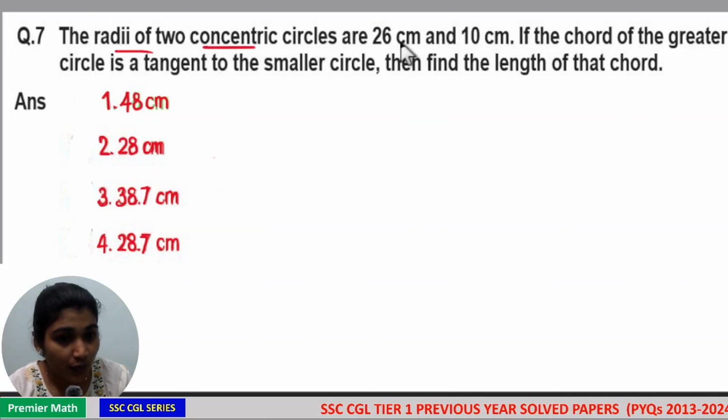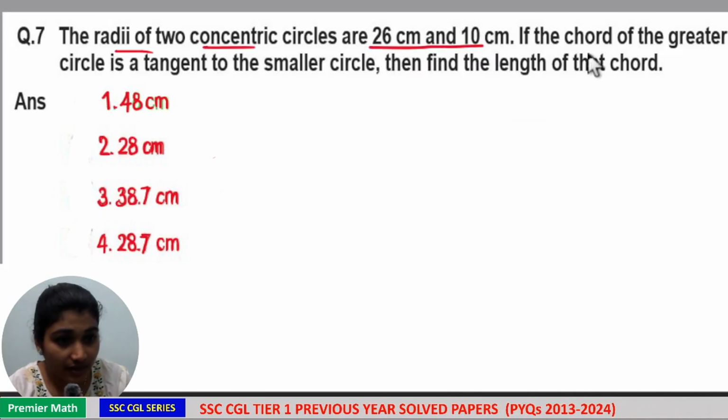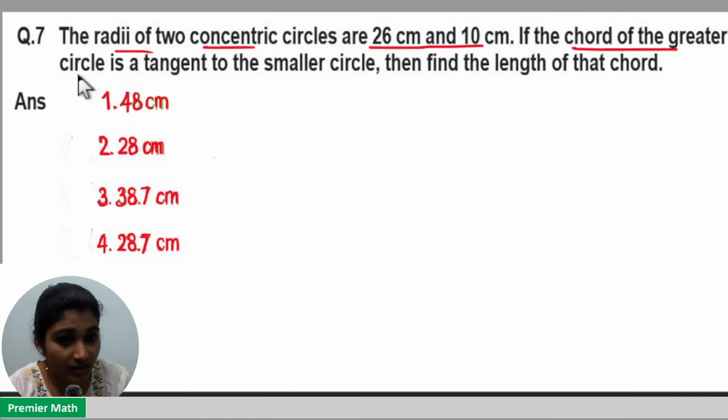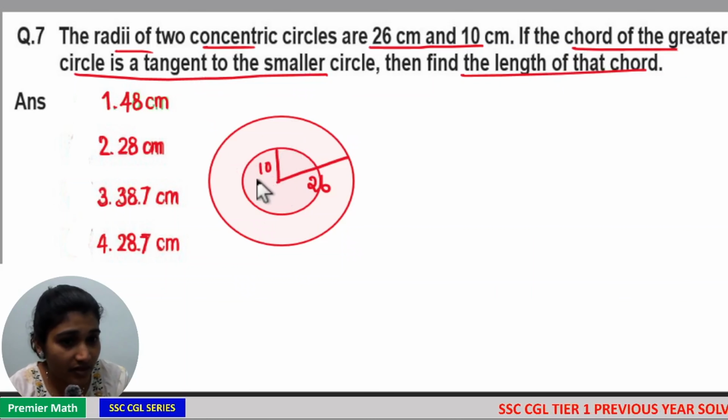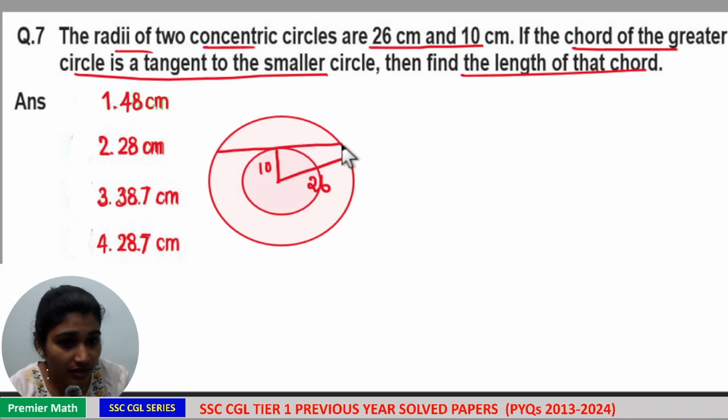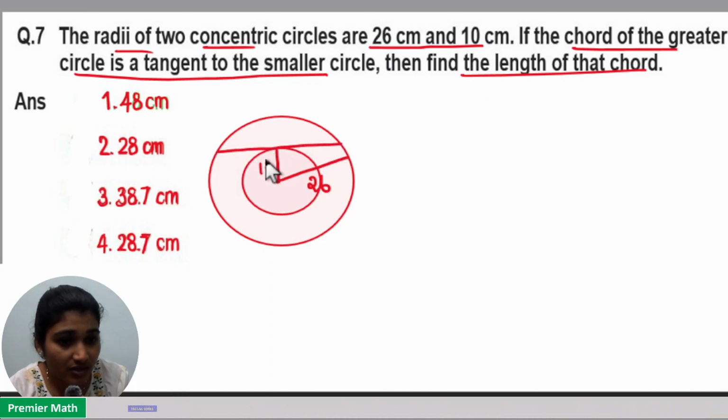The radii of two concentric circles are 26 centimeter and 10 centimeter. If the chord of the greater circle is tangent to the smaller circle, then find the length of that chord. Here, these are two concentric circles. Now, the radii of these two circles are 26 centimeter and 10 centimeter. Now, the chord of the greater circle is tangent to the smaller circle. So, if this is the chord of the greater circle, it is tangent to this smaller circle.